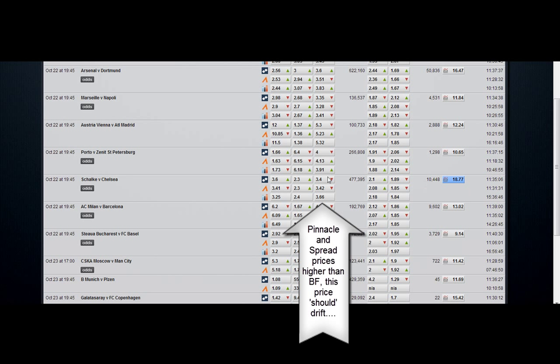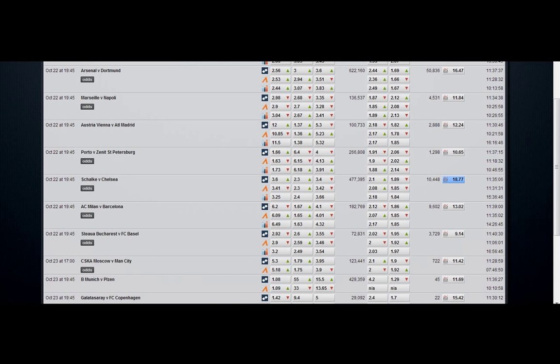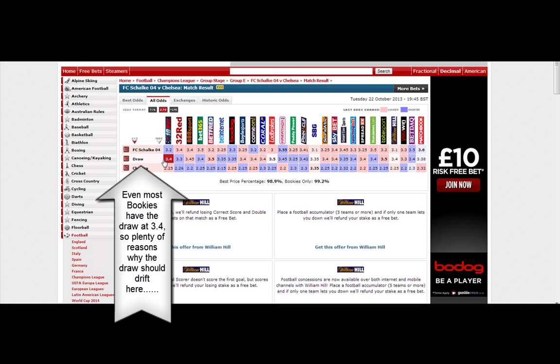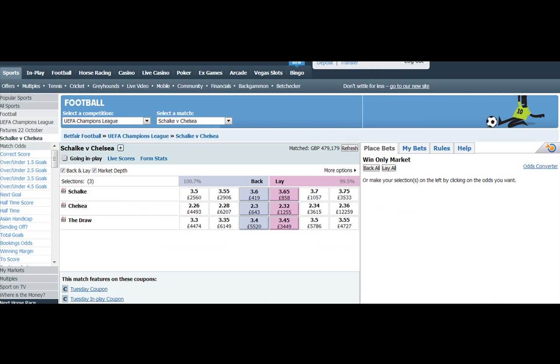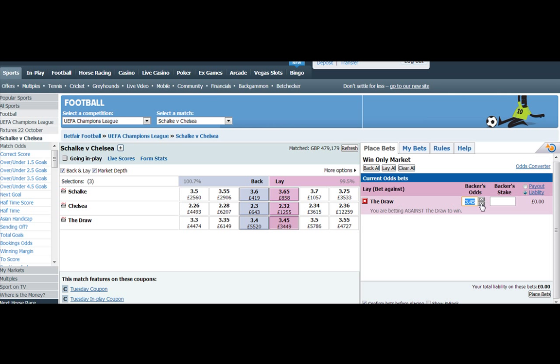And again, you can see that Betfair is lower than the other two. High draw inflation. Again, we'll check the bookies. This is something I will do on every draw inflation game. It's good to see what the bookies are showing for this. Most of them have got it at 3.4, so again, similar to the last game, this price should drift.